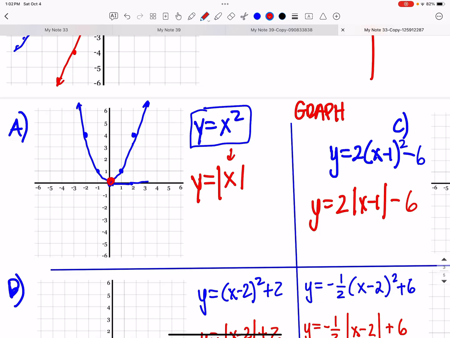Okay. Absolute value graphs look almost the same. We do the same thing. We start at 0, 0, but instead of going up 1, 4, 9, 16, 25, they just want to go up 1 always, and up 1 this way. So it's kind of similar.